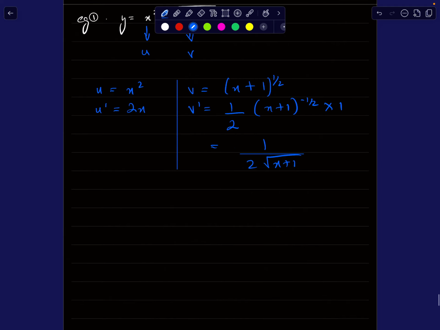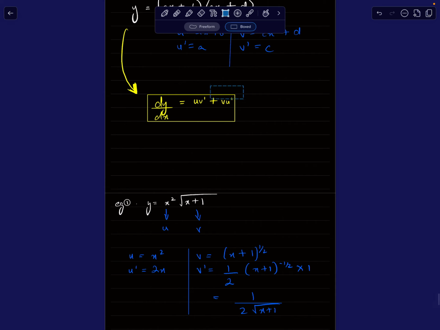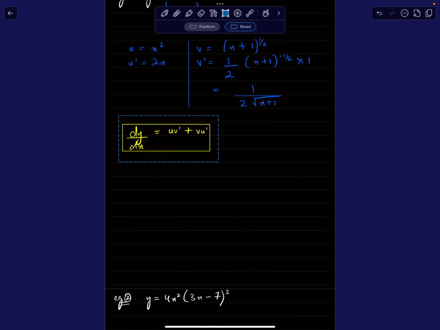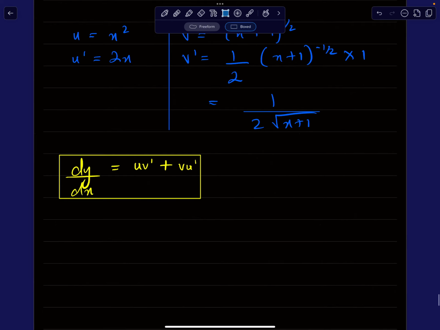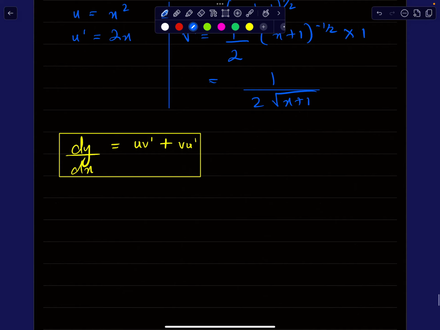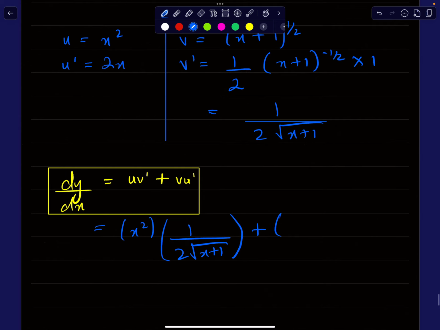Finally, remember the formula for product rule. Write this down for reference and simply substitute the values. In this case, u is x squared, v prime is half square root of x plus 1, plus v, that is x plus 1 to the power half, into 2x.